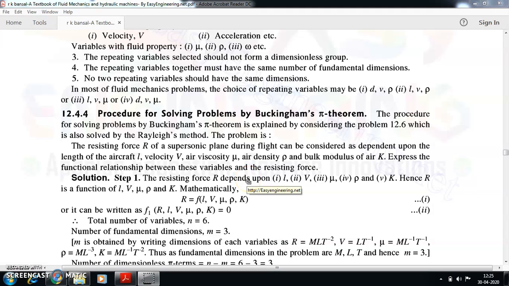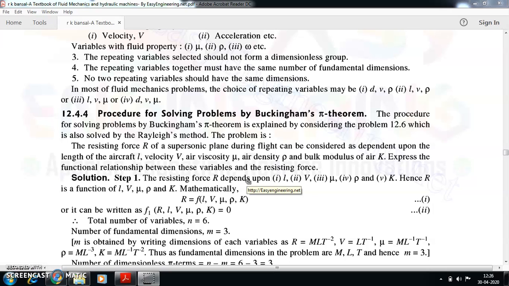Hello students, we will see a sample problem on Buckingham Pi theorem, how to solve problems using Buckingham Pi theorem. In the previous video we have seen the statement of Buckingham Pi theorem, what is n, what is m, what is a repeating variable, what are pi terms, and the rules you need to follow to select the repeating variables. All these concepts we have seen. With that basic, we will now solve a problem with the concept of Buckingham Pi theorem.